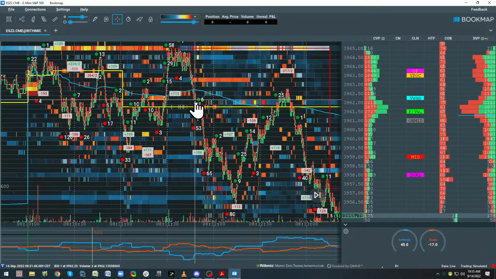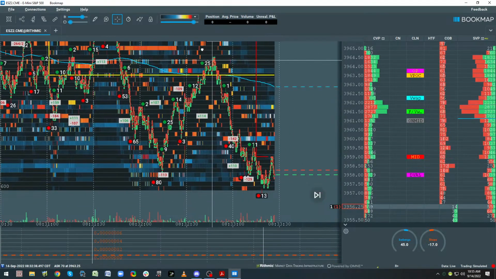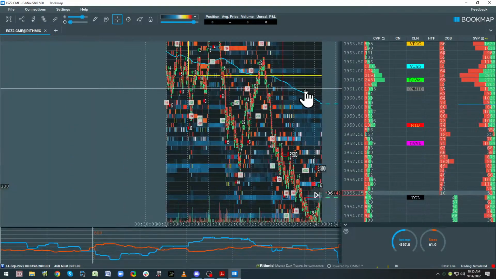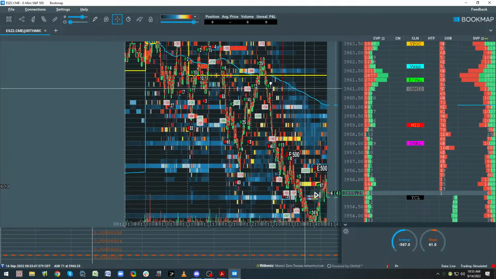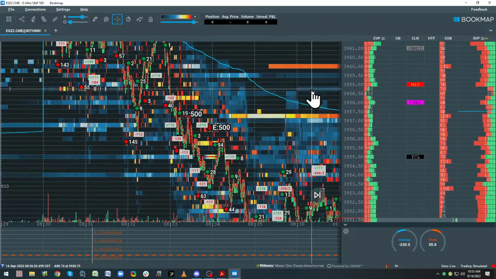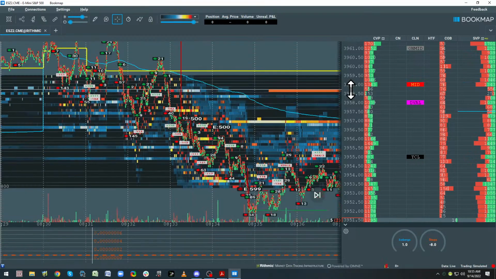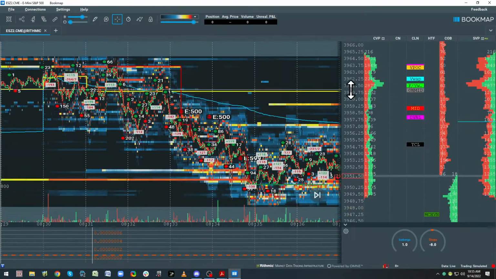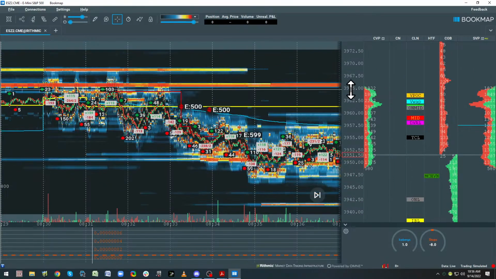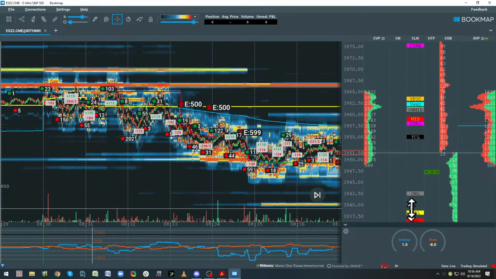So short, short, stop above here. Let's watch. Target is the overnight low, wherever that is, somewhere down here. So I'm just going to show you these and we'll get them out of the way. Okay. This is the target.